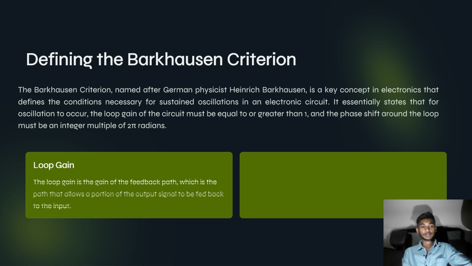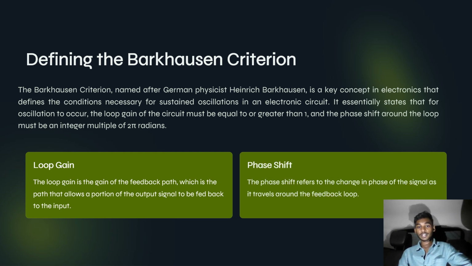Loop gain. The loop gain is the gain of the feedback path, which is the part that allows a portion of the output signal to be fed back to the input signal. Phase shift. The phase shift refers to the change in the phase of the signal as it travels around the feedback loop.